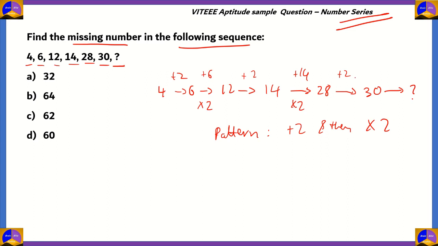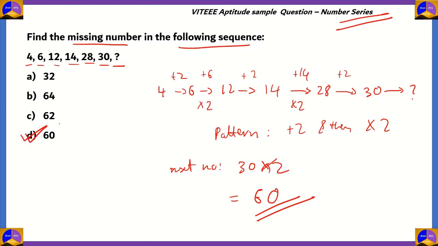Now 28 plus 2 gives you 30. So that means the next number has to be 30 times 2. So 30 into 2 will be equal to 60. So therefore, option D, 60, is the correct answer.